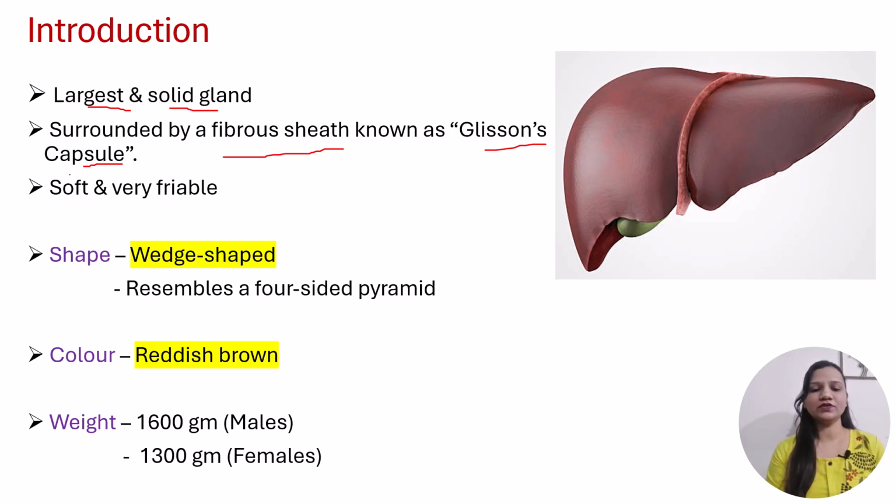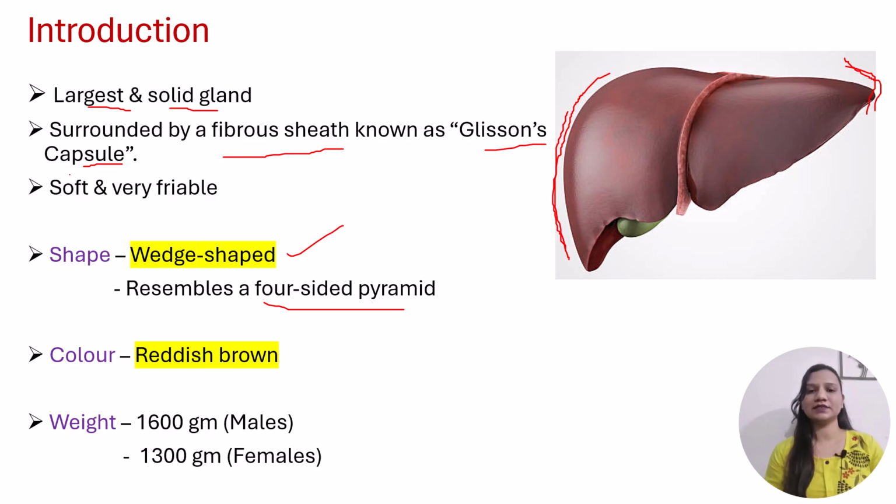Next we'll see the shape of the liver. The shape of the liver is wedge shaped. Wedge means it is triangular in shape. That means it is broad at one end and narrow at the other end, as you can appreciate here in this picture. So that's why it is said to be a wedge shaped organ.